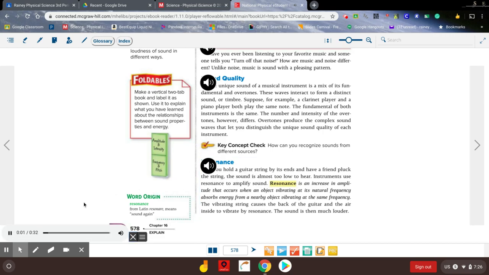Resonance. If you hold a guitar string by its ends and have a friend pluck the string, the sound is almost too low to hear. Instruments use resonance to amplify sound. Resonance is an increase in amplitude that occurs when an object vibrating at its natural frequency absorbs energy from a nearby object vibrating at the same frequency. The vibrating string causes the back of the guitar and the air inside to vibrate by resonance. The sound is then much louder.